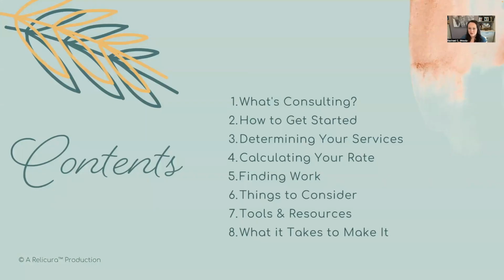We're going to cover, first of all, an overall definition of consulting, so we're working from the same understanding. We'll get into how to get started, so very basic business fundamentals. We will then dive into how to determine your services, and then, of course, the all-important how to calculate your rate. I will then wrap us up with how do you find work, things to consider, tools and resources that I use that I recommend if you start your own business, and then what it takes to make it.